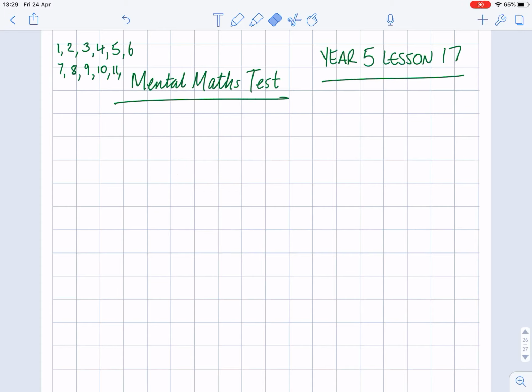And the last one, question 12, I want you to have a go at simplifying the fraction 15 over 20. Okay, so I'll give you 10 seconds and then we'll go through the answers.